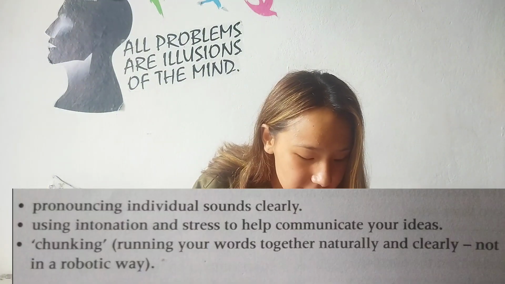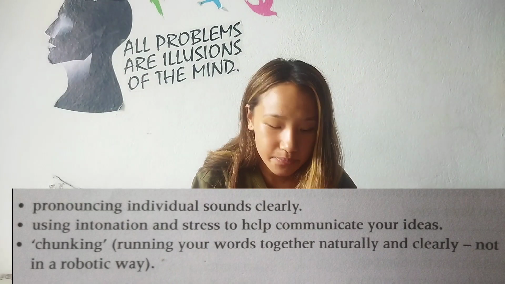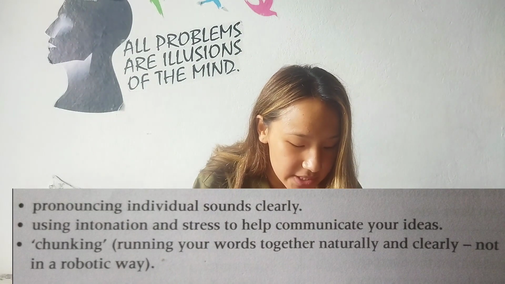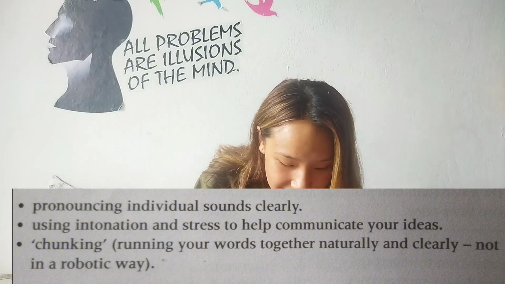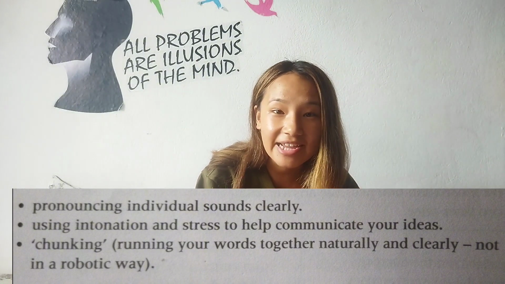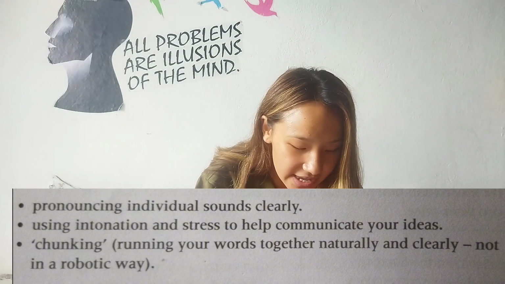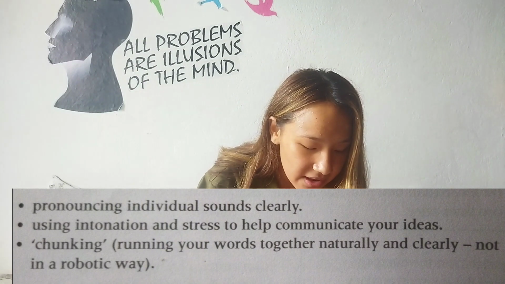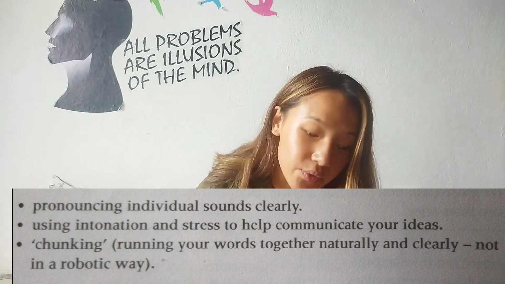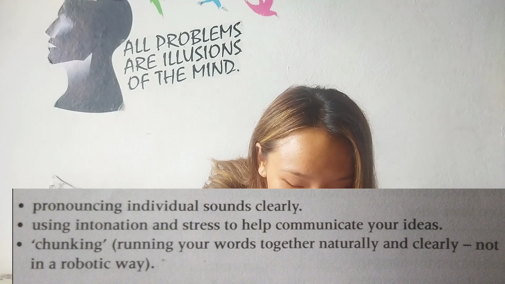What do they try to see in a student? So the first thing is pronouncing individual sounds clearly, and second is using intonation and stress to help communicate your ideas, and third is chunking, running your words together naturally and clearly, not in a robotic way. So now let's talk about how to pronounce individual sounds clearly.